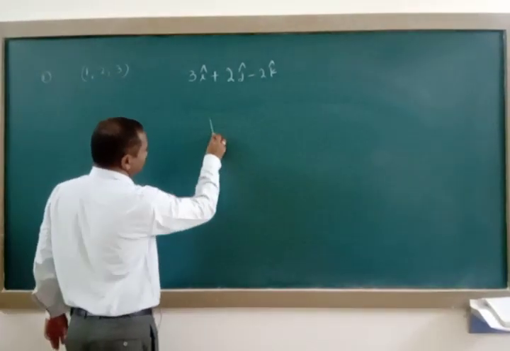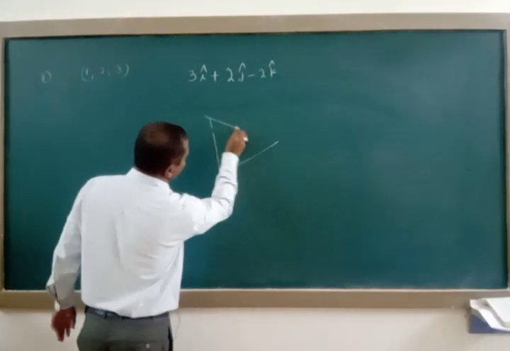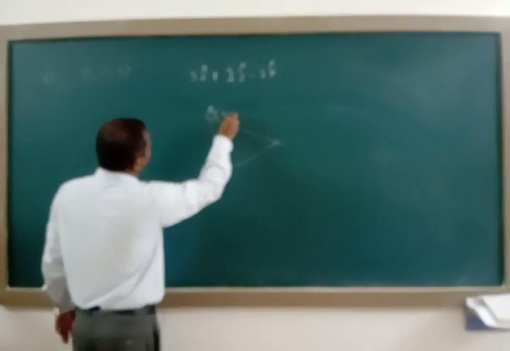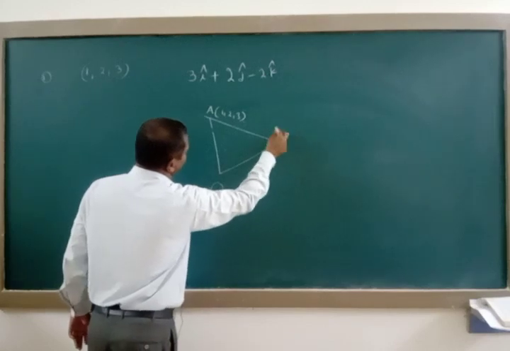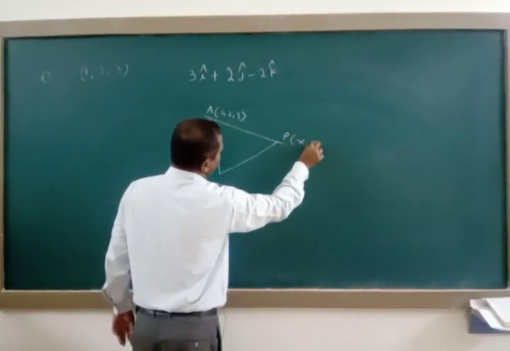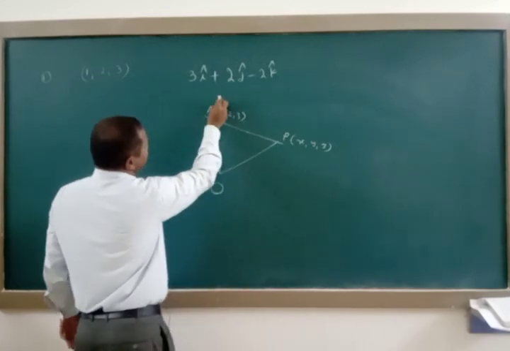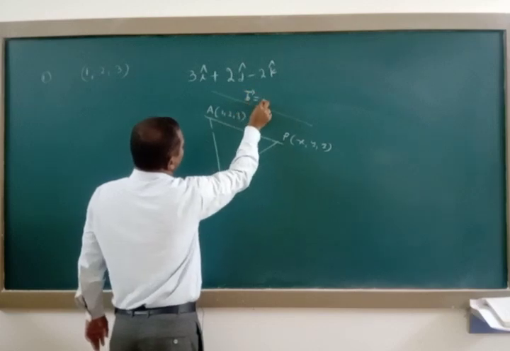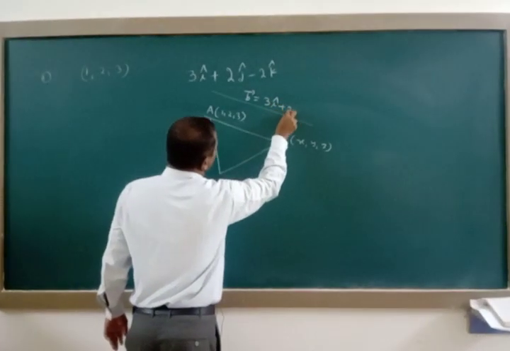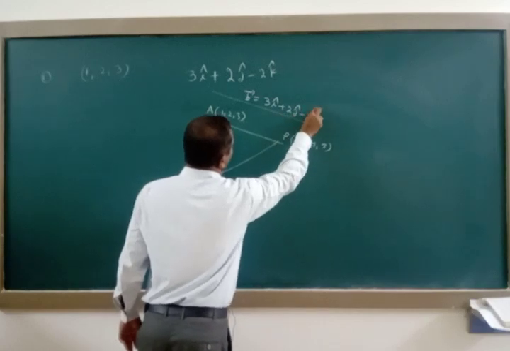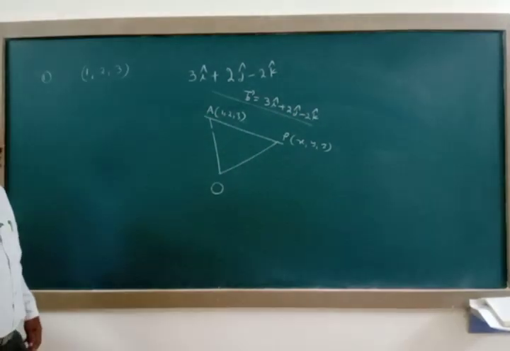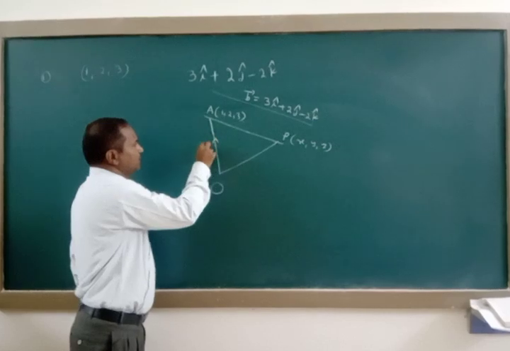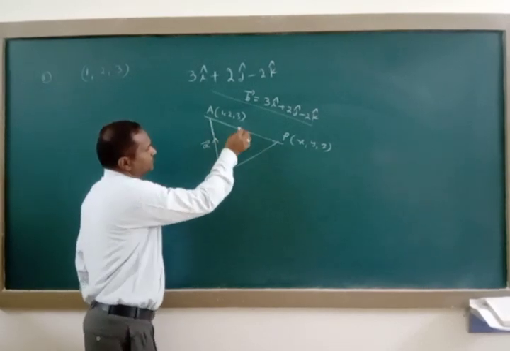Diagrammatically, we are showing here, see here, it is a fixed point O. The line passes through a point A, which is (1, 2, 3), and P is the general point (x, y, z). It is parallel to the vector B, which is 3i cap plus 2j cap minus 2k cap. With the help of all these three conditions, now we are going to find its equation in both vector and Cartesian form.